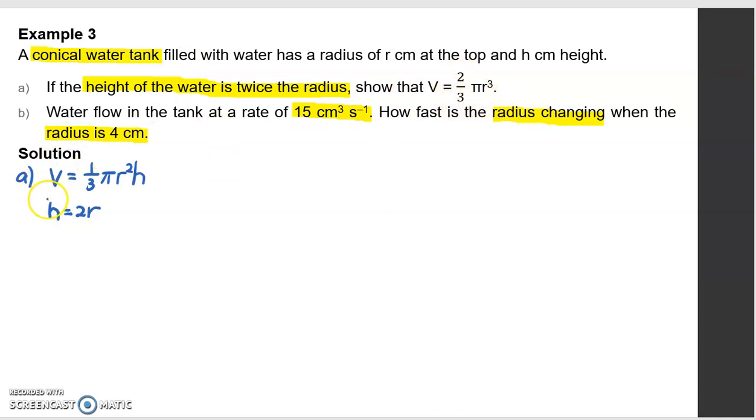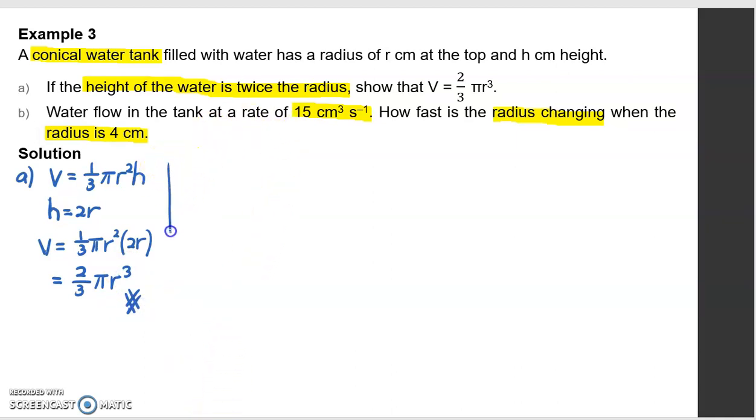So from this volume, I'm going to substitute the h with 2r. So next, 1/3 times 2, I can write as 2/3 pi r squared times r, which is r cubed. So this is the answer for question A.